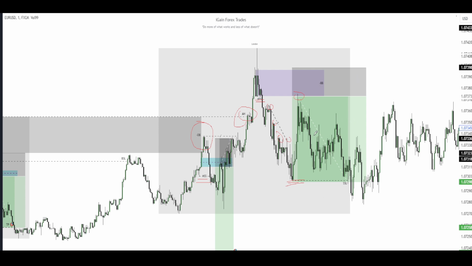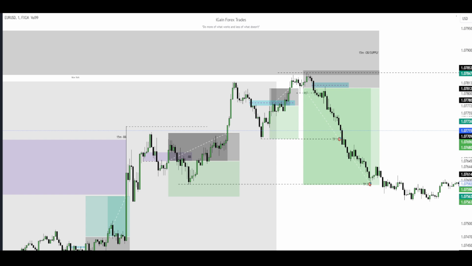Okay, so we have one win in New York, I mean Asia, and then a second win in London. So let's go now to the New York session. So here we go, guys. So this was my first trade.